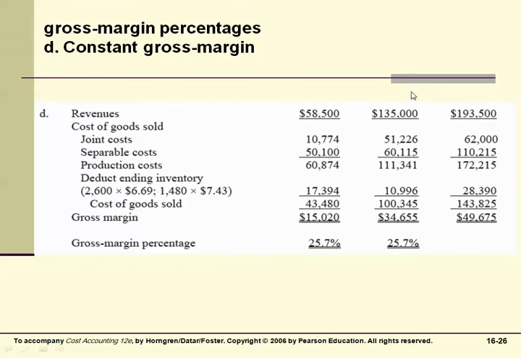The same for the second product. Total revenue is calculated. Cost of goods sold is calculated by adding joint cost and separable cost, then deducting ending inventory to reach cost of goods sold. Total revenues minus cost of goods sold will equal gross margin. Gross margin divided by total revenues will result in gross margin percentage 25.7%.